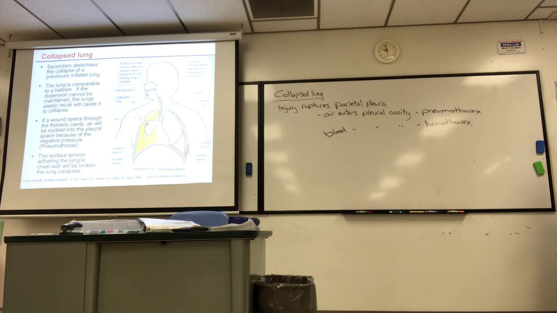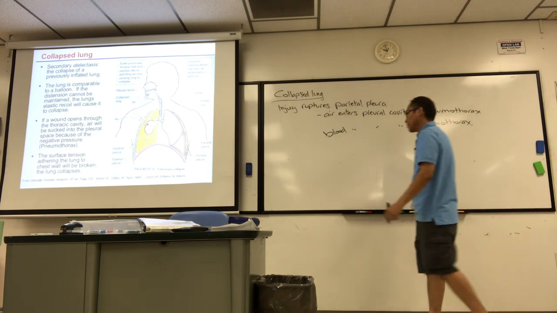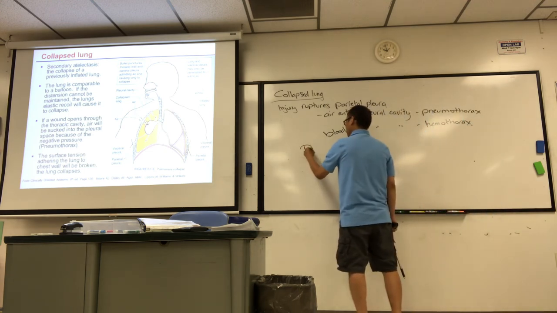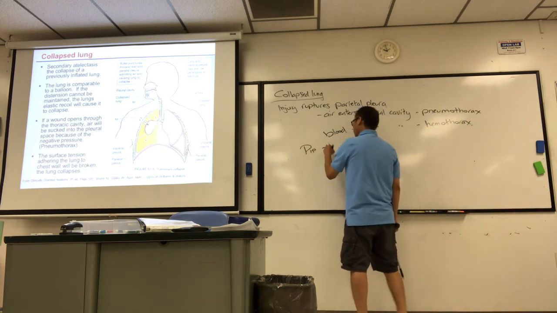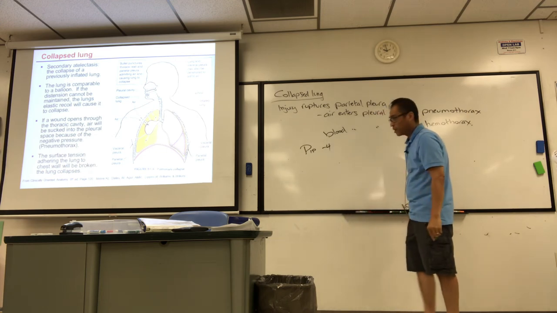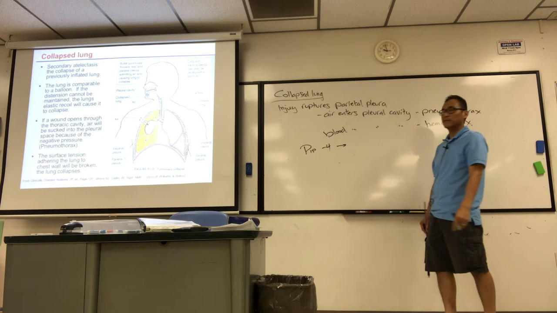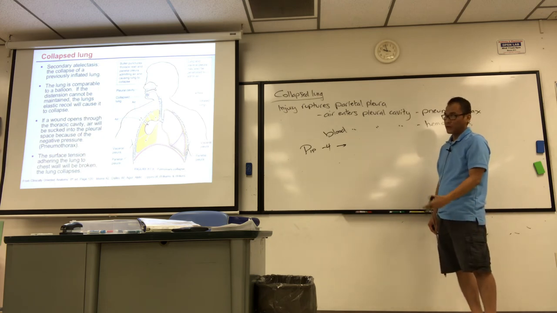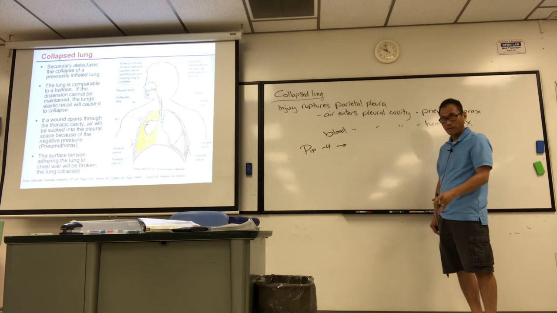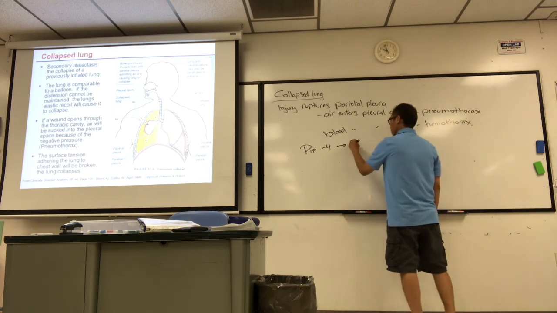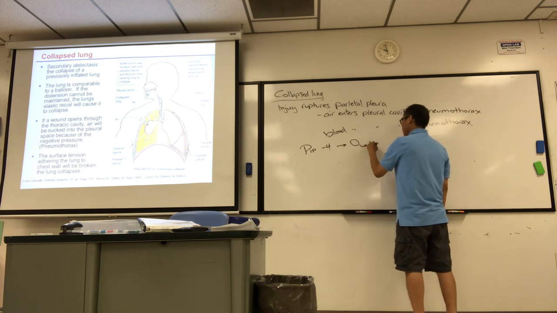But anyways, the point is, you rupture the seal, the PIP, it equilibrates with atmospheric pressure. If PIP was, say, on average, -4 prior to injury, what is it after? I always ask this on tests and quizzes, and students always miss it. If I say it equilibrates, what does it equilibrate to? -4 to 0. You broke the seal, lung collapses.